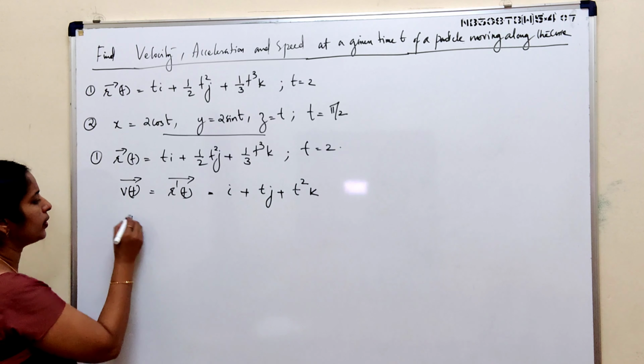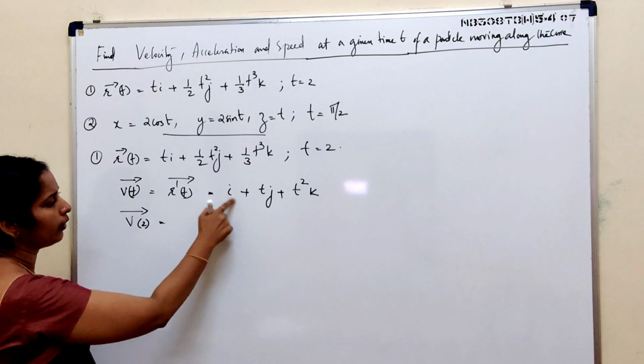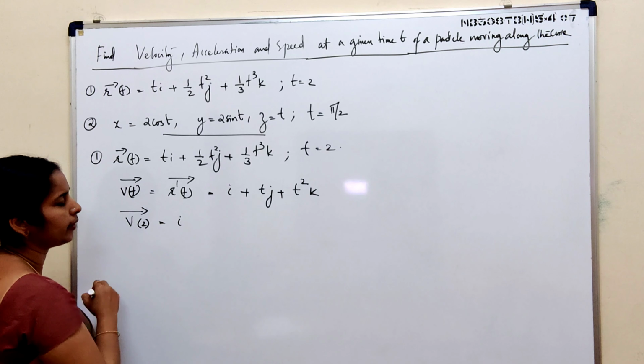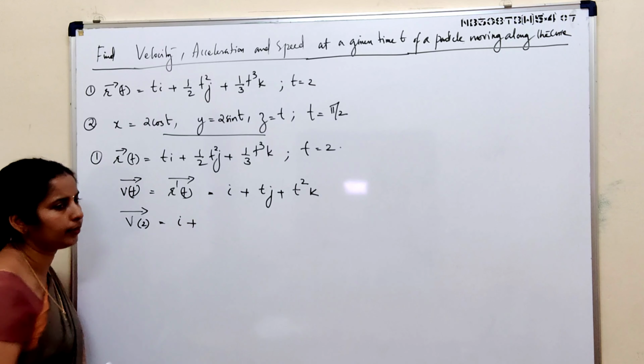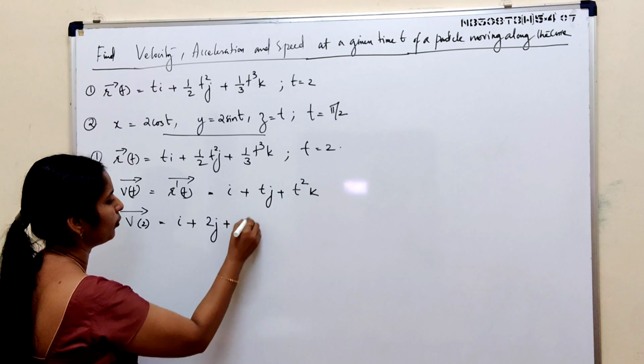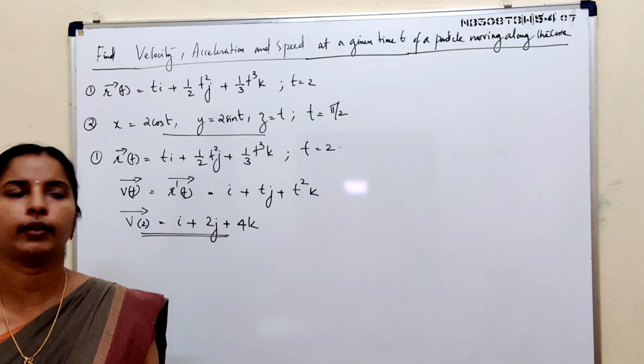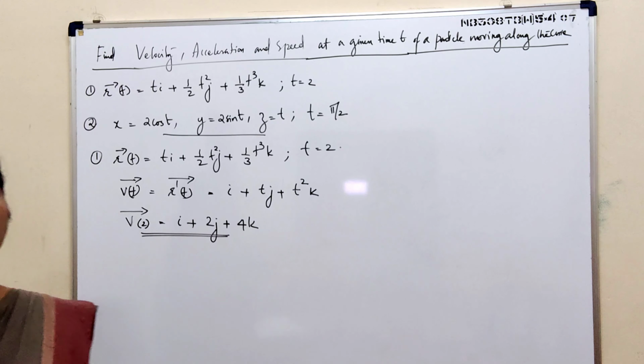Next we have to find velocity at 2. So you put t equal to 2. The first term is independent of t, so the first term is i. The second term becomes 2j. The third term is 4k. This is the velocity of the particle moving along the given curve when time t is 2 seconds.